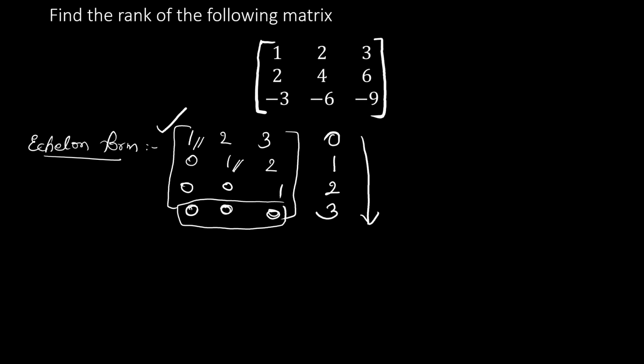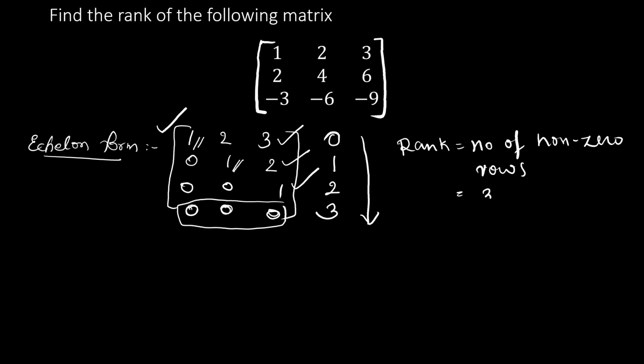And in echelon form, the rank is found by the number of non-zero rows. There are 3 non-zero rows. Therefore, rank is equal to 3. So, in echelon form, rank is equal to the number of non-zero rows. And in this example, the rank is 3.